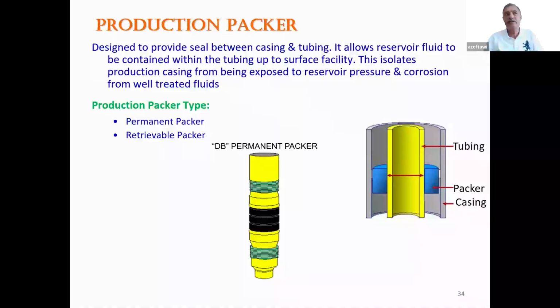But if this well is a high temperature well, I will put it at the top of the stroke. Why? Because this is a high temperature well, so the elongation will be huge. So I have to give the full length of the packer for this extension due to temperature.